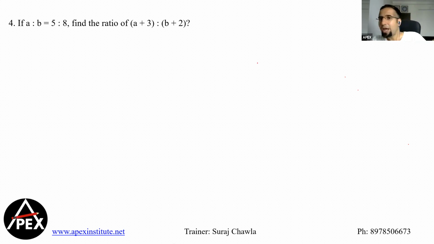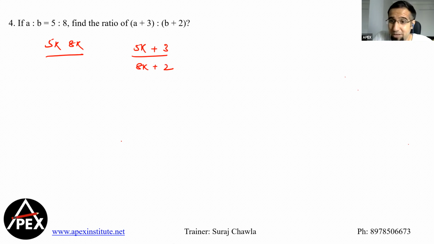Yep, let's see this, guys. Now, I have told you again and again and repeatedly that if 5 is to 8 is given, we cannot assume 5 and 8. So when we cannot assume 5 and 8, I am taking this as 5K and this as 8K. So my job here is going to be (5K plus 3) divided by (8K plus 2).